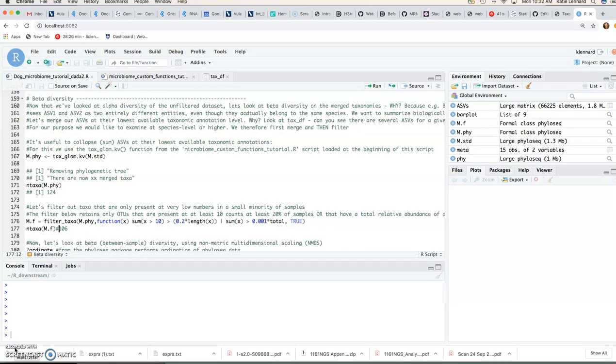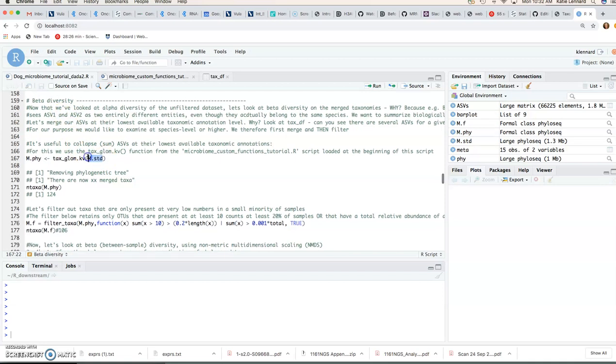So now that we've discussed the theory behind beta diversity analysis, we can switch back to our RStudio, R script, the dog microbiome tutorial, and get some hands-on experience. So what we're going to look at is this m.std phyloseq object. So the counts have been normalized across samples, so we can compare samples.